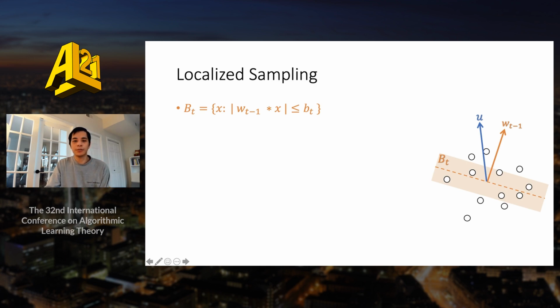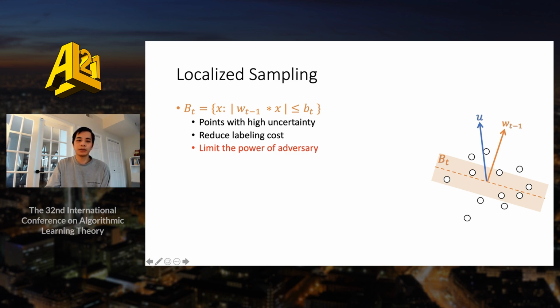And we will sample the points within B. This is because points within the band B have high uncertainty with respect to the current iterate W_{t-1}. If we concentrate on these points, then we are able to reduce labeling cost. And more importantly, this limits the power of the adversary.